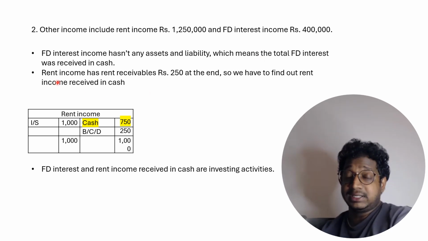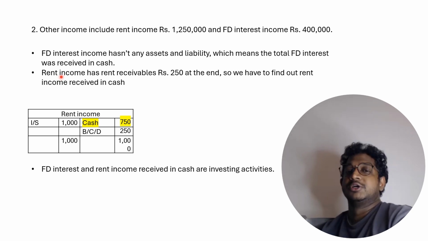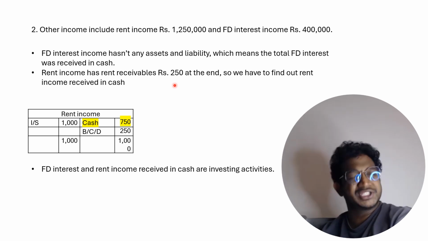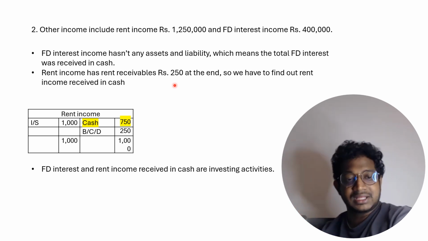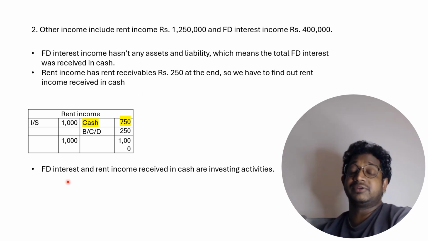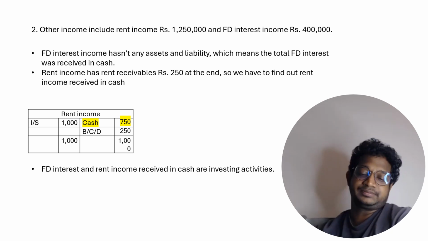But for the rent income, the SOFP shows rent income receivable as at the closing date, 250. So the rent income relevant for the year is 1,000. From that 1,000, there is still a receivable of 250. So within the year, you only received 750. That amount you record in investing activities. So both the FD interest income and the rent income received in cash, you record in investing activities.